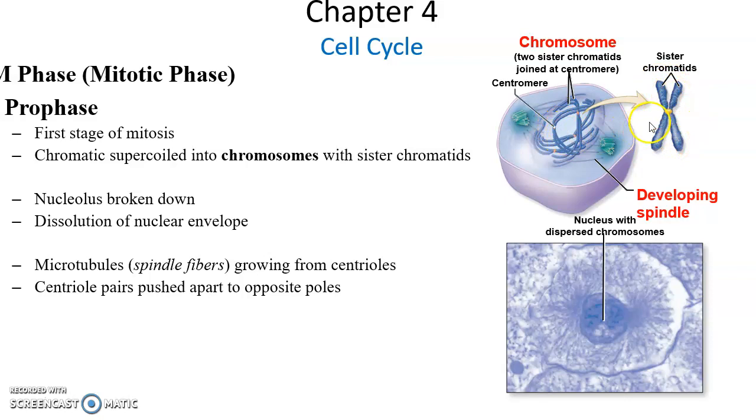So we now have chromosomes instead of chromatin, so these denser, more solid structures holding the sister chromatids with the two copies of DNA. Nucleolus breaks down, nuclear envelope breaks down. The centrioles start to travel to opposite sides of the cell, and the centrioles start to produce spindle fibers that will stretch out from the centrioles toward the center of the cell where the chromosomes are.